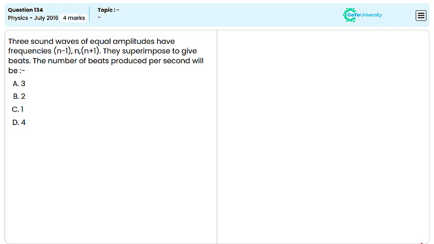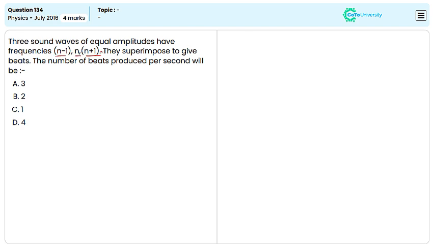Three sound waves of equal amplitudes have frequencies n-1, n, and n+1. They superimpose to give beats. What will be the number of beats produced per second? It is given that three sound waves of equal amplitude have frequencies n-1, n, and n+1.